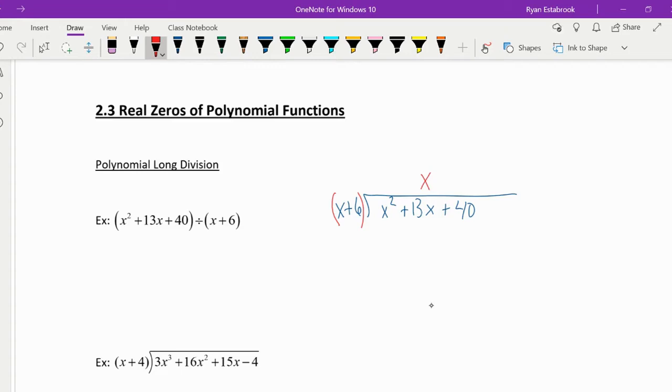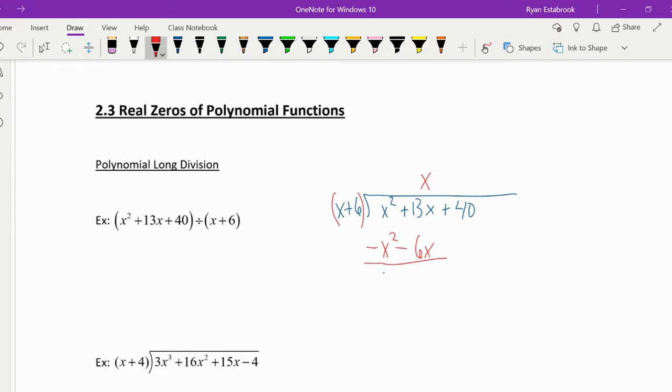It doesn't matter where I put it. I'd like to line them up so that the x goes above the 13x. So then x times x is x squared. x times 6 is 6x. And I didn't put any kind of sign in between the x squared and 6x because once I multiply these, then I'm going to subtract going down.